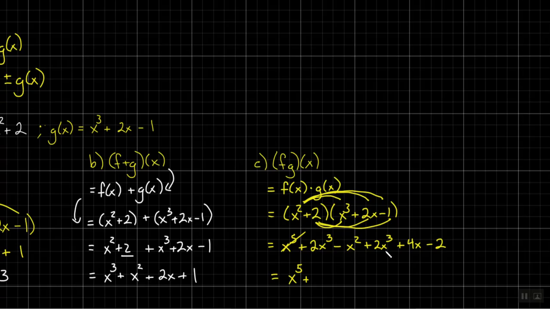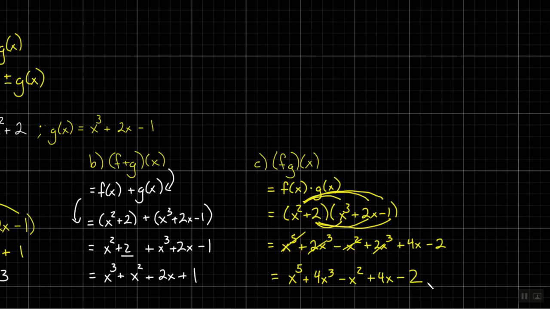2x cubed plus 2x cubed is 4x cubed. And we'll lightly cross through those. And I'm just looking, do we have squares anywhere? Just one. Minus x squared. Only one term with just x, which is my x to the 1st, but that's how I refer to it as just x, plus 4x minus 2.